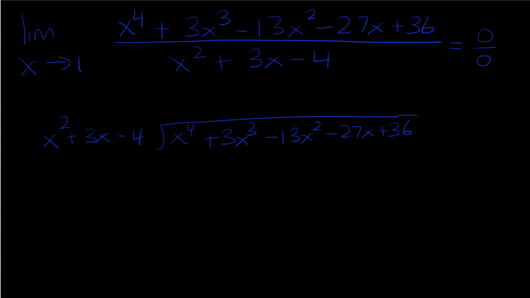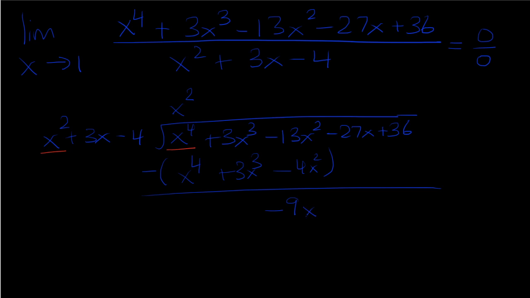I'm only going to be looking at the terms of the biggest exponent, so that's x squared and x to the 4th. I need to multiply x squared by x squared to get x to the 4th. Now I'm going to distribute the x squared to x squared, 3x, and negative 4. So I get x to the 4th plus 3x cubed minus 4x squared. The x to the 4th and the 3x cubed terms cancel. I have negative 13x squared minus negative 4x squared, so that's really adding 4x squared.